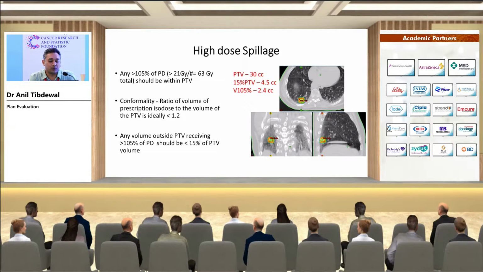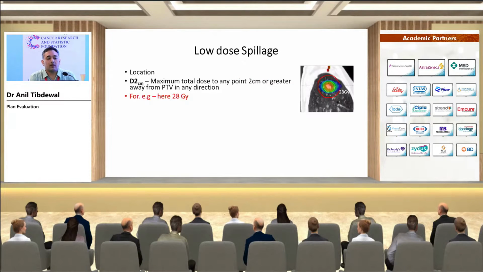Now coming to the low dose spillage in lung SBRT, there are two methods to do that. First one is the location and the second one is the volume. When we talk about the location, we have to draw a 2 centimeter shell around the PTV. That is the D2 centimeter. It is the maximum total dose to any point 2 centimeter or greater away from the PTV in any direction, be it the lung parenchyma, the chest wall, or the mediastinum.